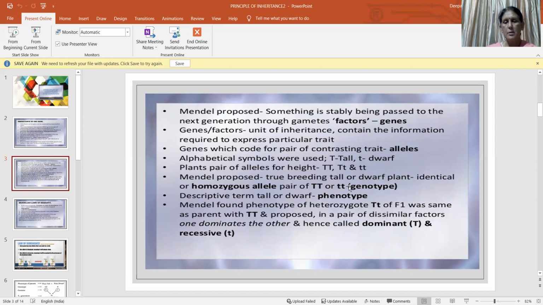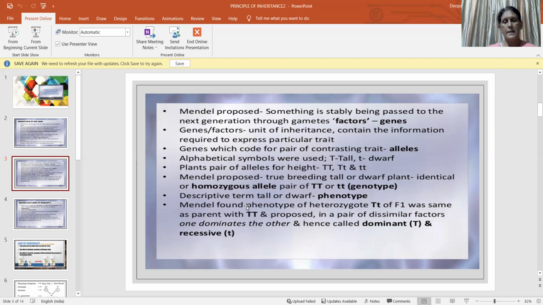Mendel proposed that true breeding tall or dwarf plants have identical or homozygous allele pairs, capital T capital T or small t small t, as the genotype. So Mendel, by self-fertilization, produced two types of pea plant on the basis of height. If it is pure tall, its gene composition will be capital T capital T, and if it is dwarf or short, its genotype is always small t small t. The descriptive terms tall or dwarf are the phenotype.